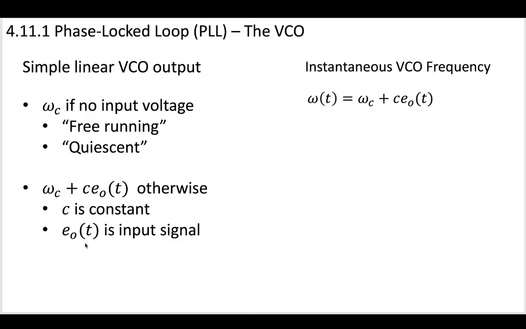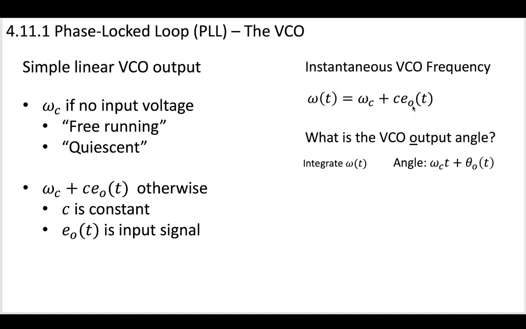So this would mean that the instantaneous VCO frequency, the instantaneous frequency that you get at the output of your VCO, is going to be your free running frequency plus something that varies with the input. And then what would be the output angle at your VCO?